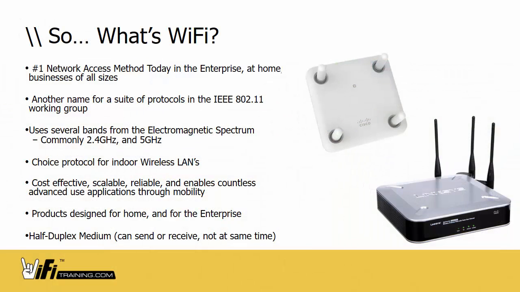Alright, first question we've got to get out of the bat. What is Wi-Fi? Well, Wi-Fi is the number one network access method today. Enterprise, at home, companies of all sizes use it. It's used in airplanes, it's used in coffee shops, and everything in between. It's also another name for a suite of protocols in the IEEE 802.11 working group.